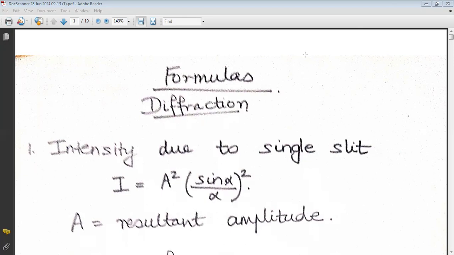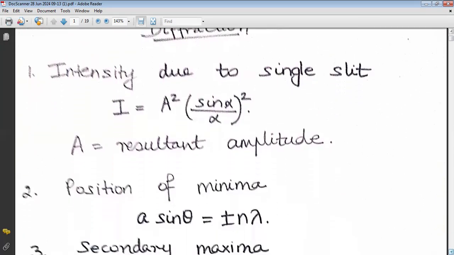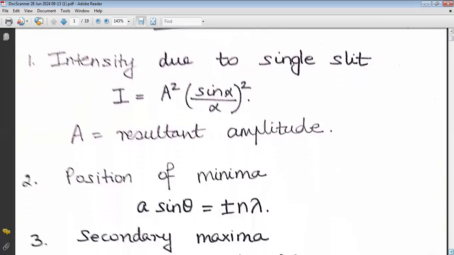Hello students, today we will discuss the numericals of diffraction. First, let us quickly see the formulas. Intensity due to single slit is given by I is equal to A square (sine alpha by alpha) whole square, where A is the resultant amplitude.